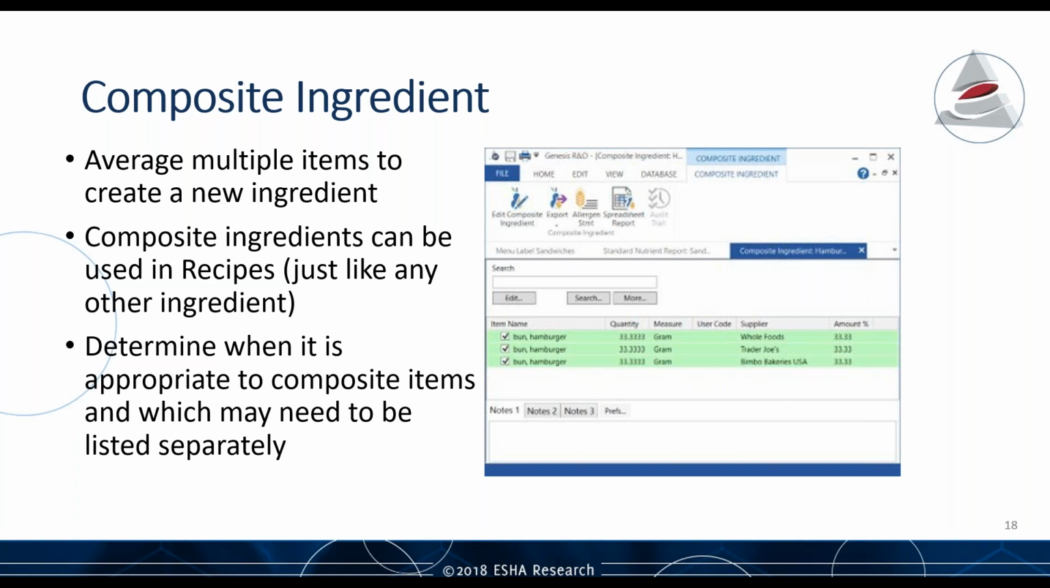Now we'll switch gears to Genesis and features that can help you navigate the requirements of menu labeling. Introduced in Genesis version 11.5, the composite ingredient feature allows you to average multiple items to create a new ingredient. In the menu labeling regulations, the FDA indicates that nutritional values should come from a reasonable basis.